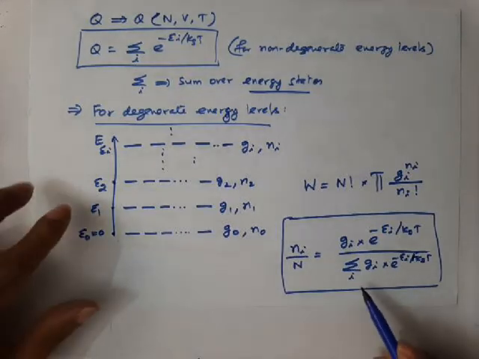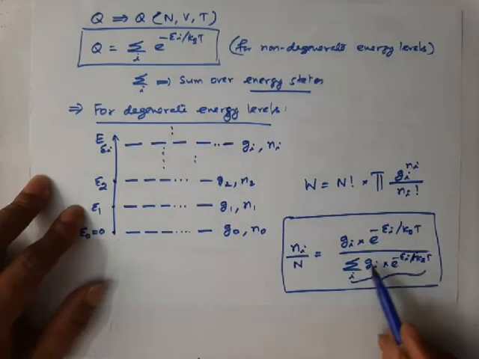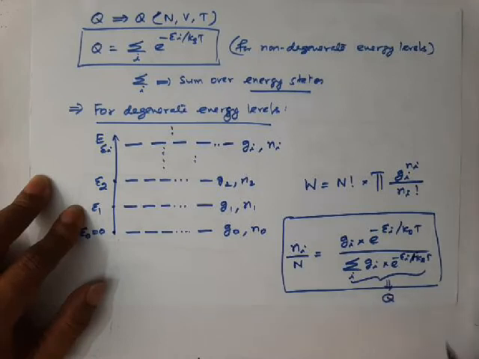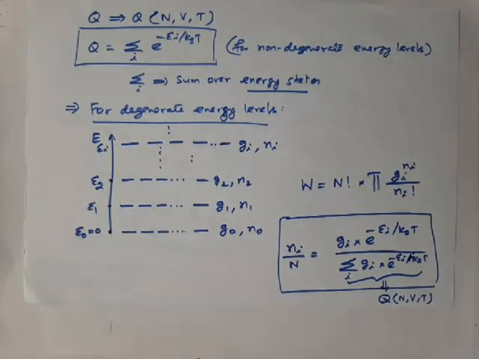And as said before, this denominator quantity is called the molecular partition function, which is denoted by the symbol Q, and Q depends on the number of particles, volume and temperature. Q is called the molecular partition function for N particles.